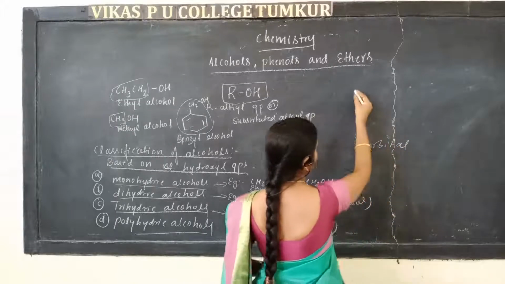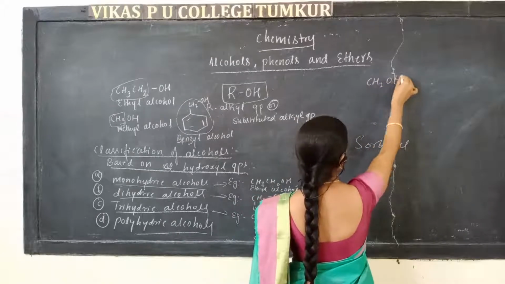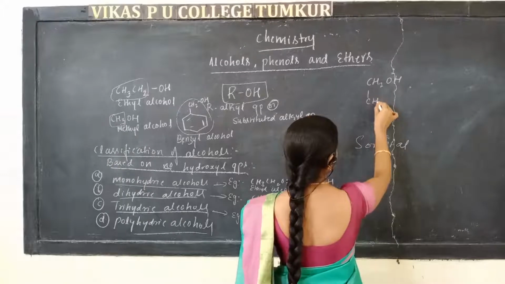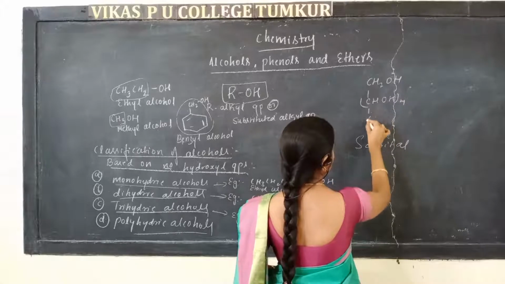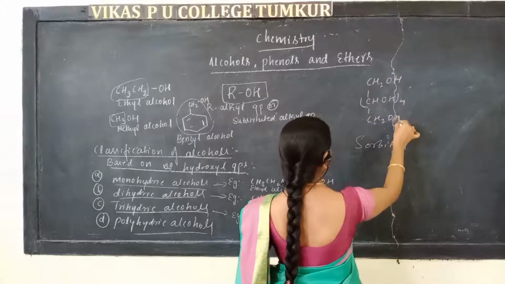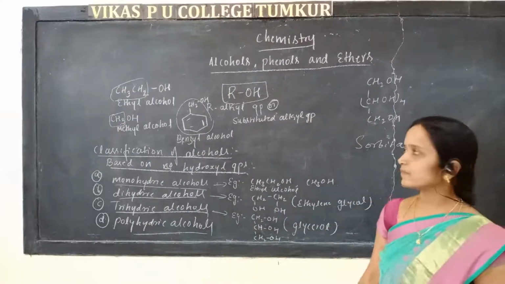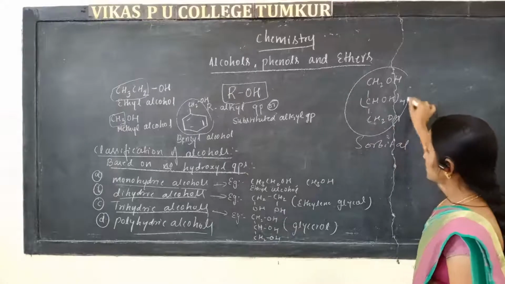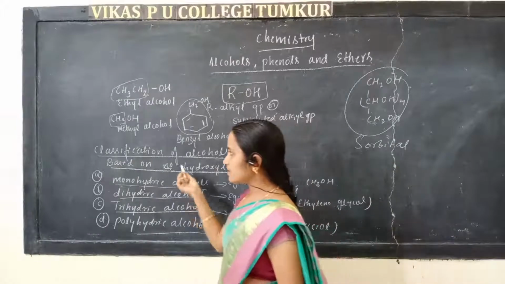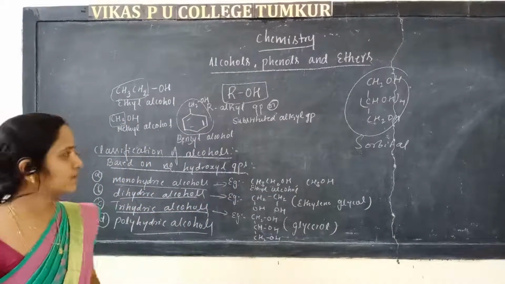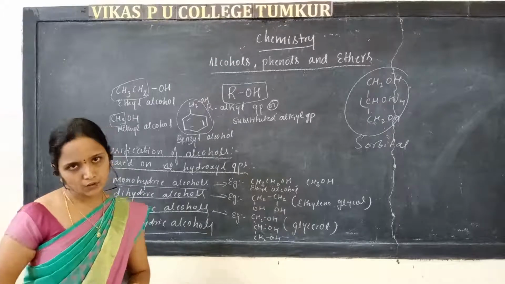Sorbitol is CH2OH, CHOH, and so on, ending with CH2OH. The name of this compound is sorbitol. This is an example of polyhydric alcohols. This is about the classification of alcohols based on the number of hydroxyl groups.